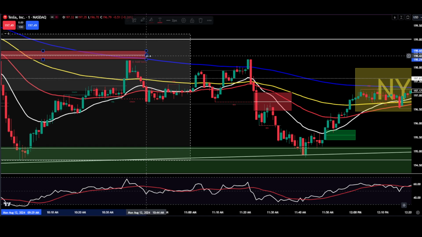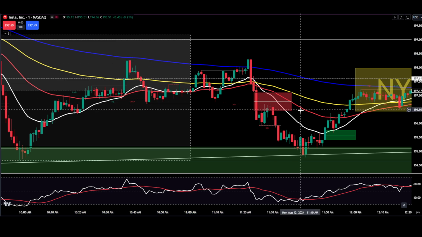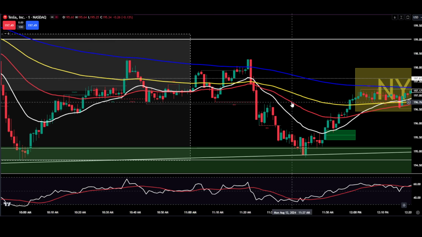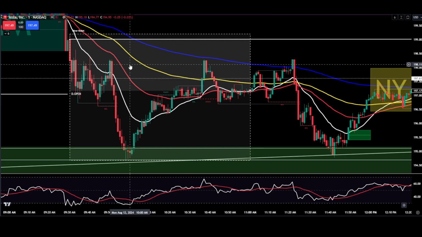So if you didn't catch that fair value gap here, could have caught another fair value gap for a nice little scalp. So concepts do work if you understand how to take the entries and the exits, and depending on whether you're looking to run the trade a little bit longer or you're just looking for those quick entries and those quick exits for anywhere from like 10 to 25% on those trades.